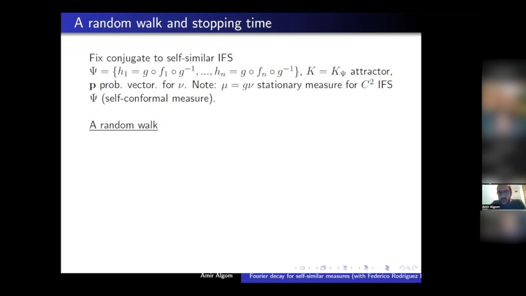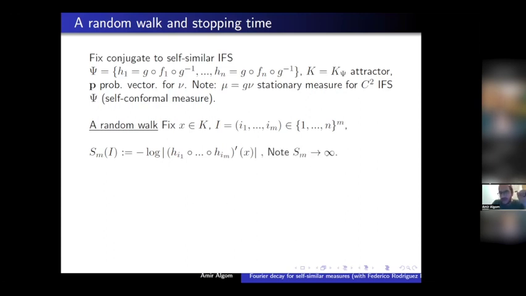So now we introduce a random walk. We fix a point in K, a reference point, and for every multi-word, so every word of length m, we define a random variable S_m of I. Actually, here it's not a random variable, it's just a map. S_m of I is the log of the corresponding contraction ratio. So the idea is that S_m, when you go over all words and all m's, sees the multi-scale structure of the set, but only the scales. So this has nothing to do with the translations. But I do want to point out that S_m is exploding. S_m has to go to infinity due to contraction.